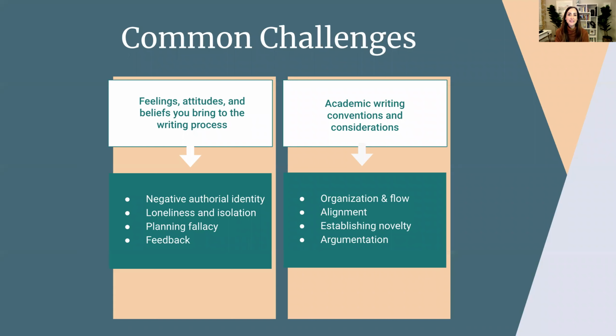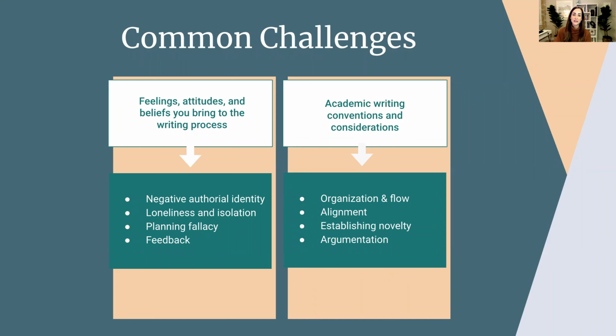So, common challenges. I started out with a very long list of common challenges, and then I tried to distill them into these categories. The first category encompasses all the different feelings, attitudes, and beliefs you bring to the writing process. I narrowed those down to the most common ones that I see: the sense of negative authorial identity, feelings of loneliness and isolation, the planning fallacy trap, and then feedback, a lot of feelings and attitudes around feedback that we'll discuss.